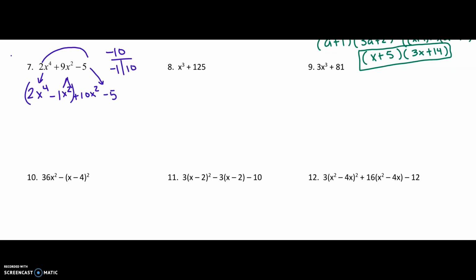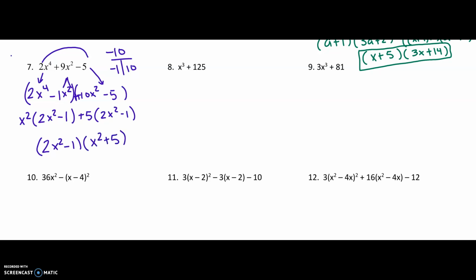Now I can do grouping. The GCF in the first group is x squared. When I factor that out, I get 2x squared minus 1. The GCF in the second group is 5. When I factor that out, I get 2x squared minus 1. So my factors match. Therefore, I get 2x squared minus 1 is one factor, and x squared plus 5 is the other.